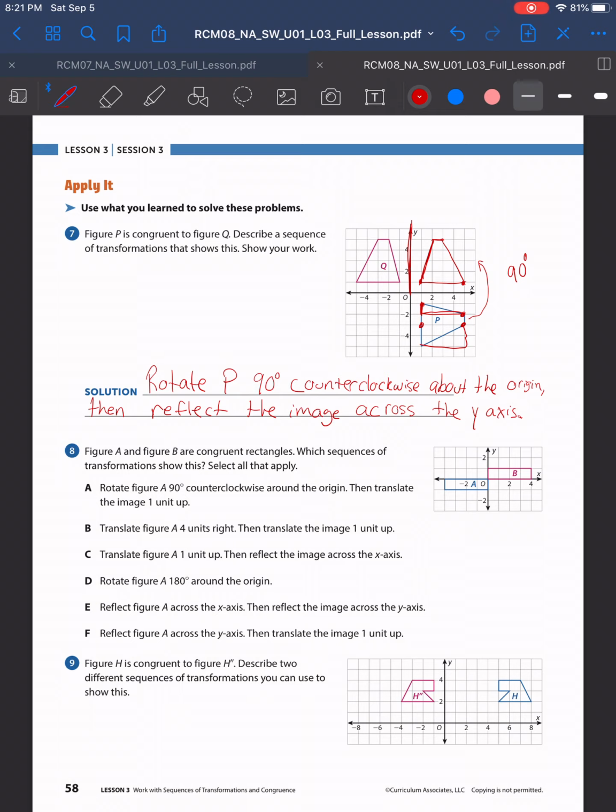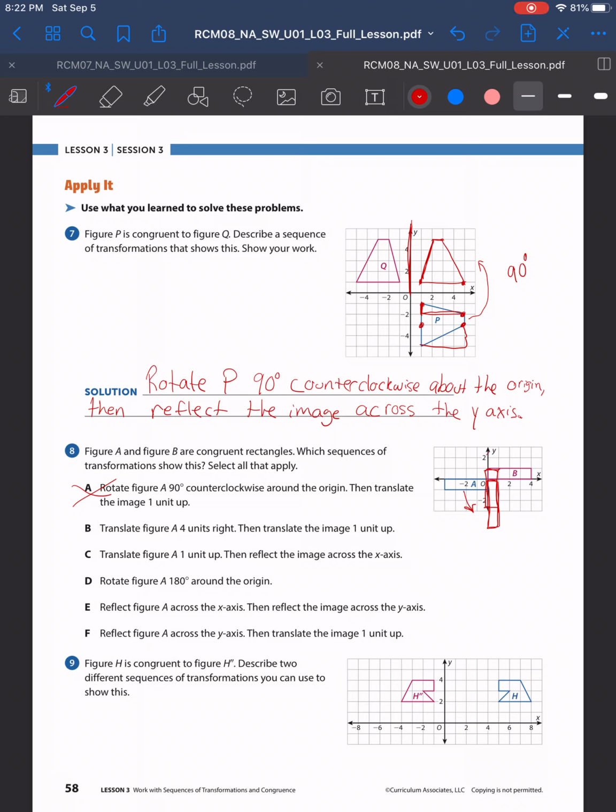Rotate figure A 90 degrees counterclockwise. So it'd land like here. Oh no, that's clockwise. Counterclockwise. So it would rotate over here. Gosh, that's a tricky one. Then translate the image 1 unit up. If I were to rotate this 90 degrees that way, it would turn out like this. Then if I were to move it 1 unit up, it would go like this. No, A doesn't work.